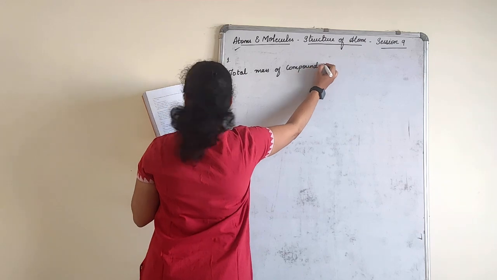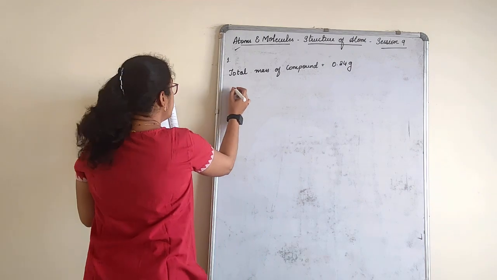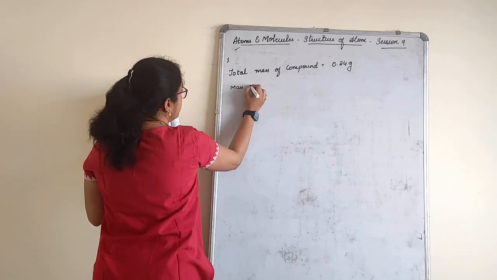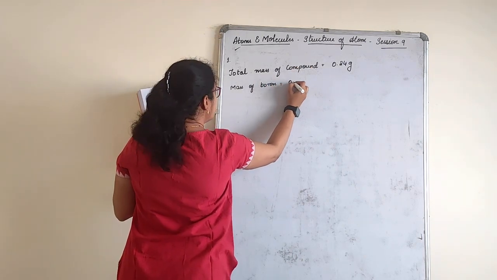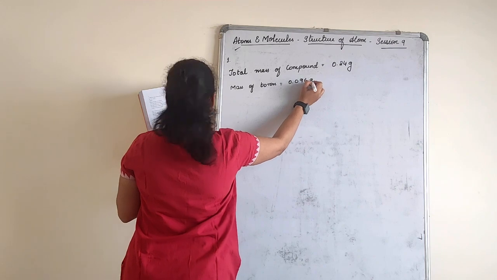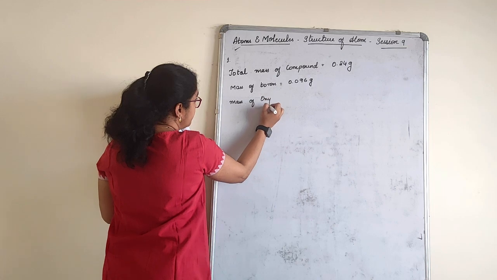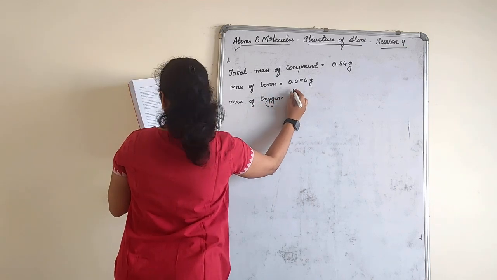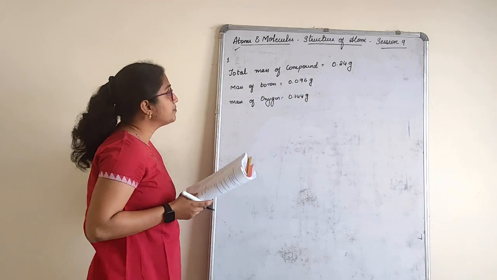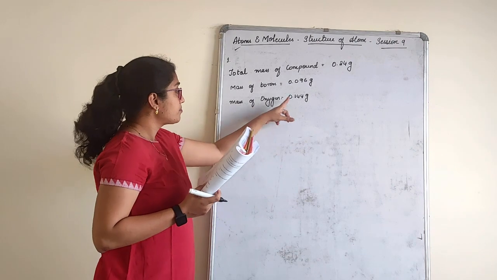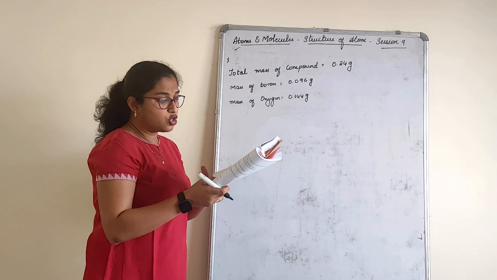The total mass of the given compound is 0.24 grams. In this, what is the mass of boron? The mass of boron in the compound is 0.096 grams and the mass of oxygen in the compound is 0.144 grams. Right? So when we add, we get the compound. What they have asked is to calculate the percentage composition by weight.